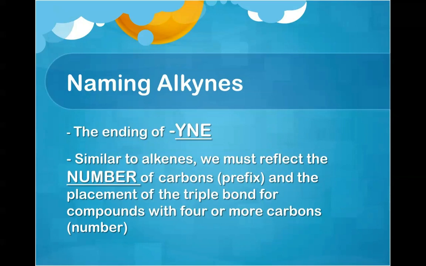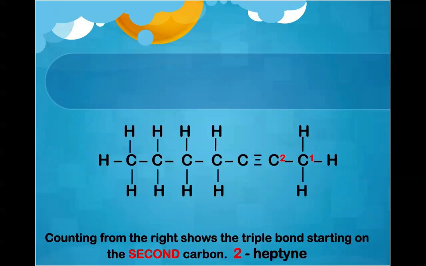We have to also reflect the number of carbons using a prefix and use a number to show the placement of that triple bond along the carbon chain if we have 4 or more carbons. And just like before, while I could have counted from the left and got a 5 on my triple bond, by counting on the right I get a 2, so I'm going to reflect that in the name.